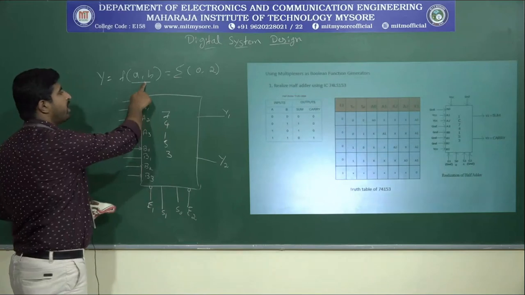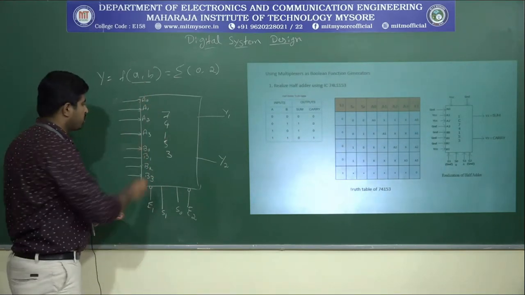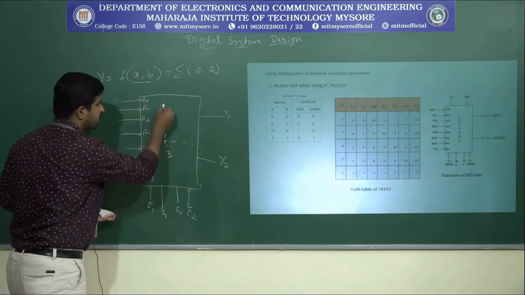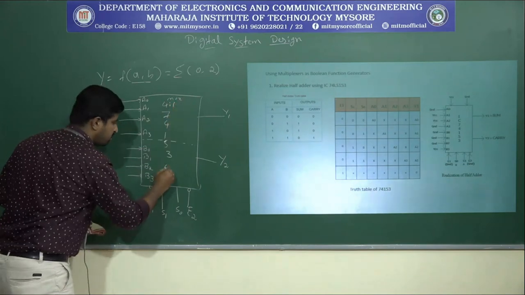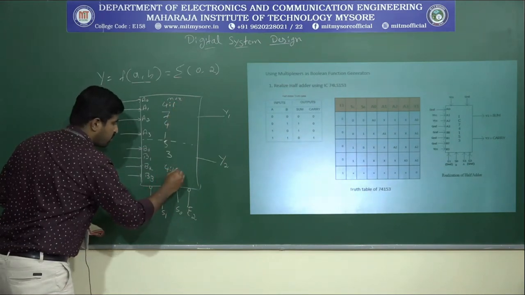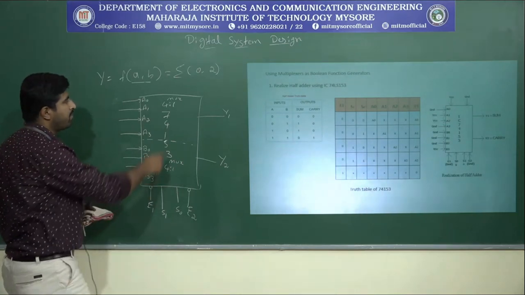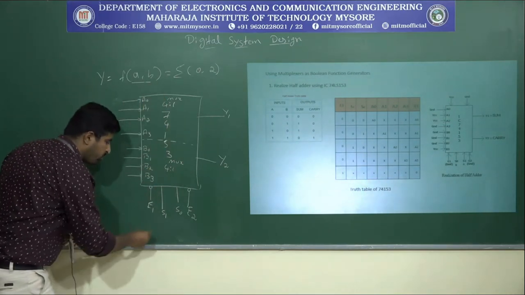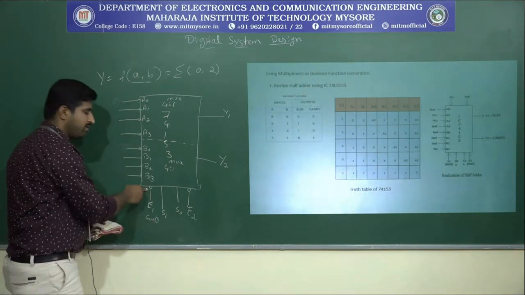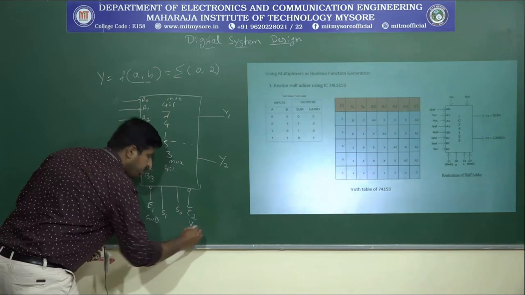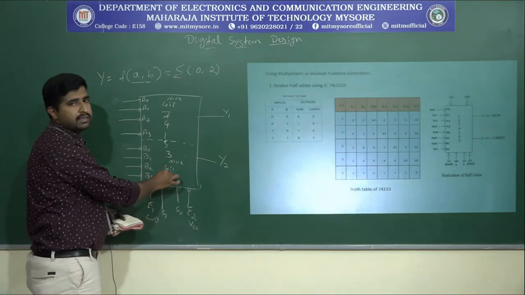To implement a two variable function, any one of the muxes is enough. So assuming this is a 4:1 mux and this is another 4:1 mux, any one is enough for us to implement a two variable function. I will give a logic 0, so I will connect ground to E1 and I will connect VCC to E2. So that means this mux will be disabled.